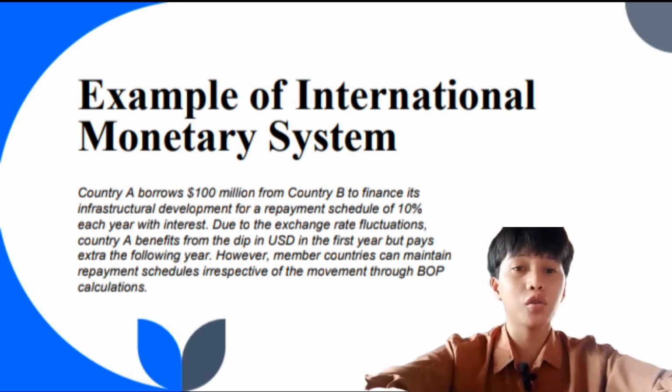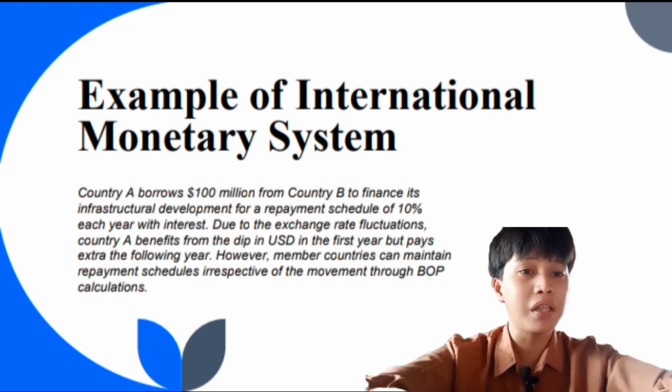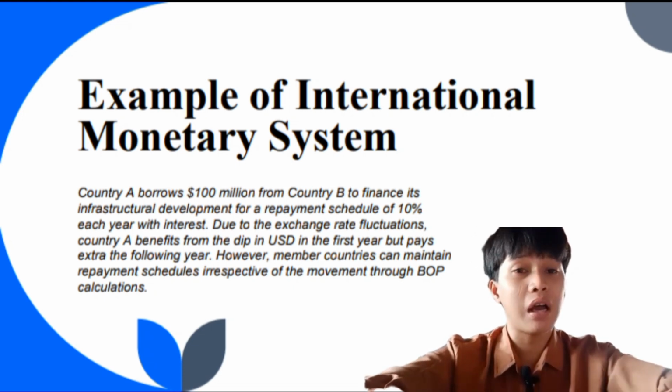Example of the international monetary system. Country A borrows $100 million from Country B to finance its infrastructural development, for a repayment schedule of 10% each year with interest. Due to exchange rate fluctuations, Country A benefits from the dip in USD in the first year but pays extra the following year. However, member countries can maintain repayment schedules irrespective of the movement through BOP calculations. So despite the ups and downs of exchange rates, member countries like Country A can use BOP calculation to maintain their repayment schedules and manage their debt obligations effectively.